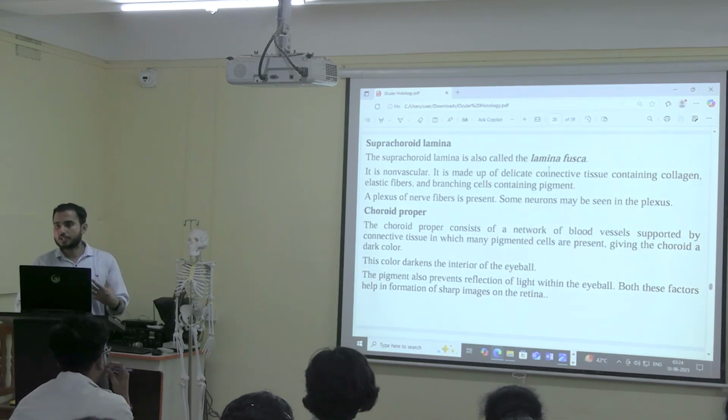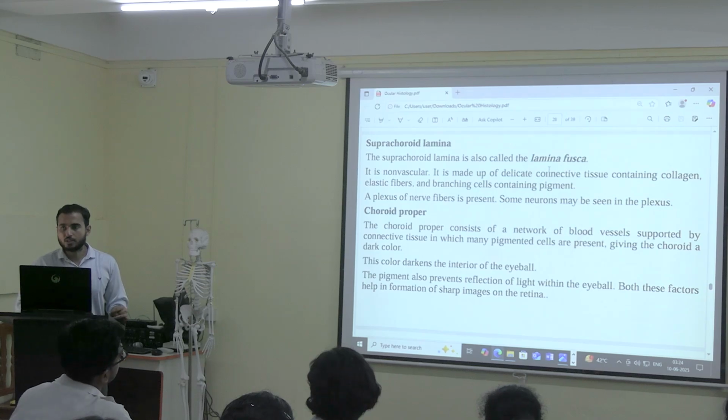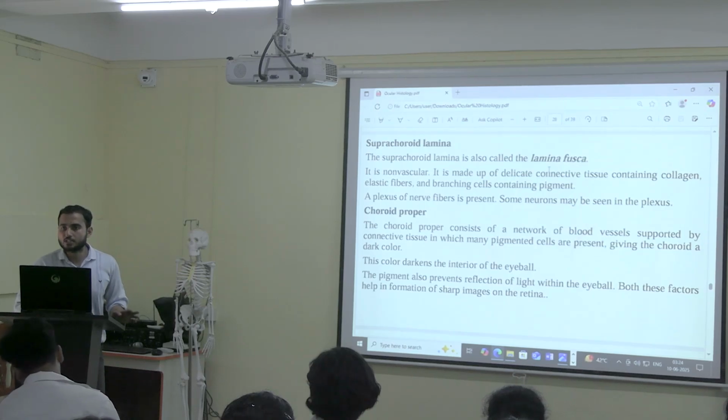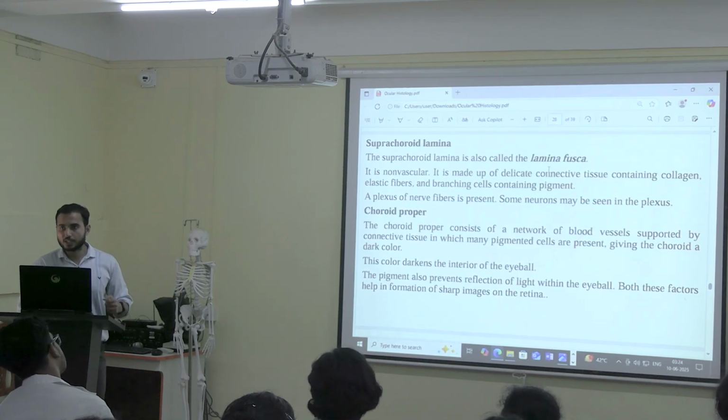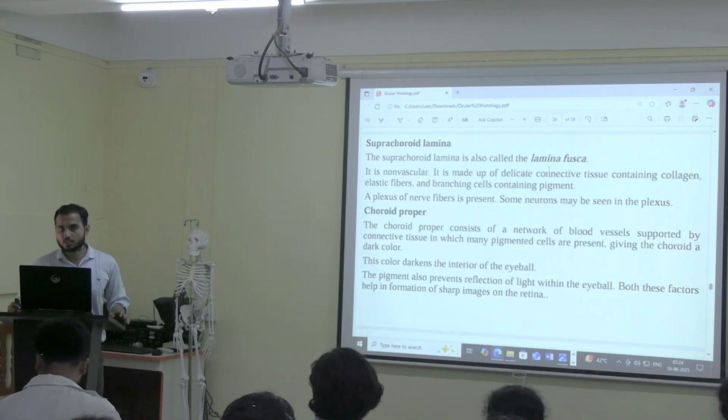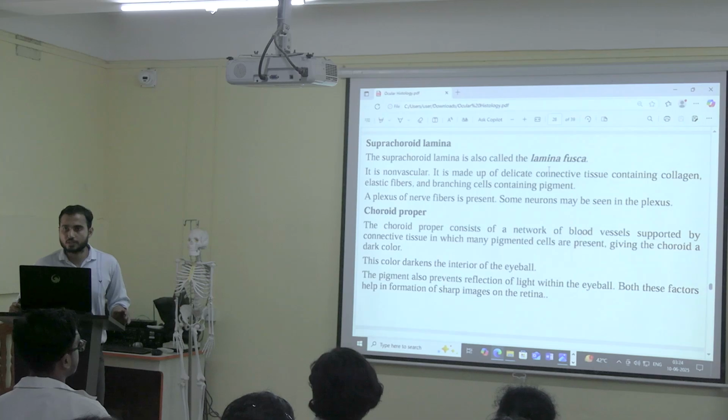So this pigment, sometimes what happens, the light from various areas when it is entering can get reflected. Now that reflection of the light is prevented by this particular type of pigment cells. They absorb the light. So unnecessary reflection of the light is prevented by these pigment cells.